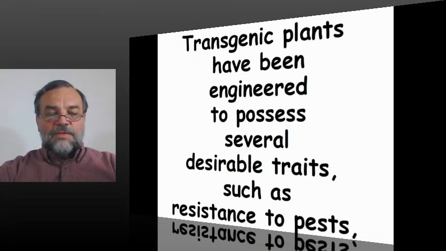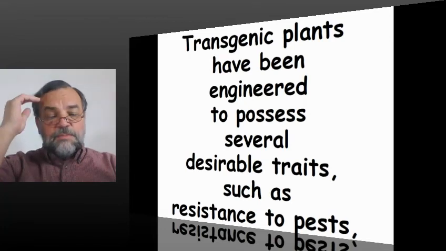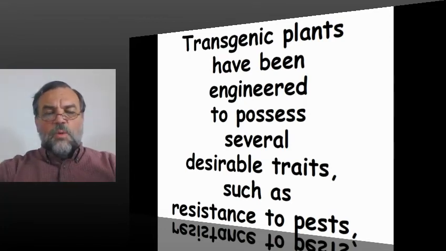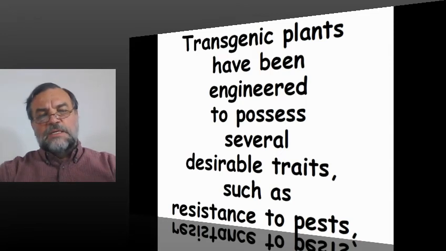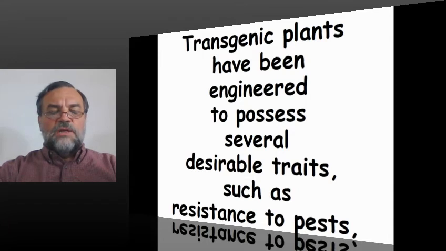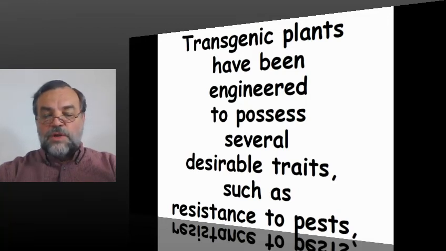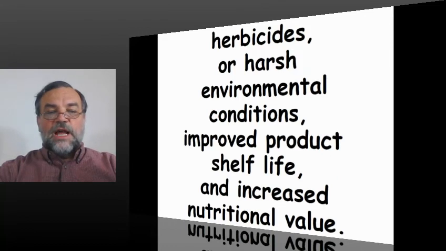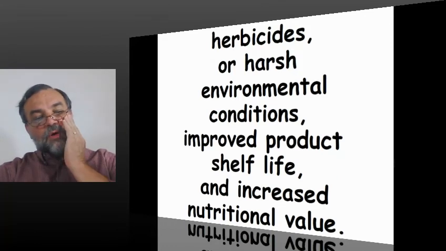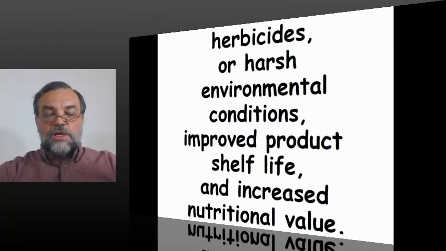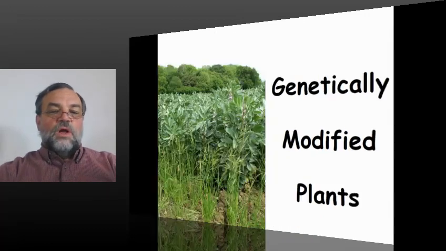What about the idea that information is in the DNA? What type of experiment has there been? More than just one or two random experiments that would show that information is in the DNA. We actually have whole industries working on this. Transgenic plants have been engineered to possess several desirable traits, such as resistance to pests, herbicides, or harsh environmental conditions, improved product shelf life, and increased nutritional value.